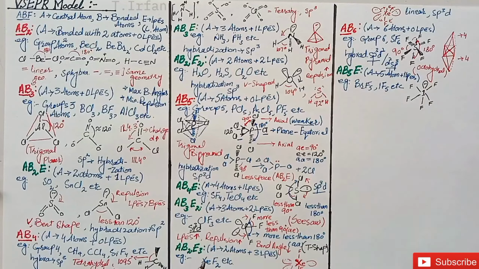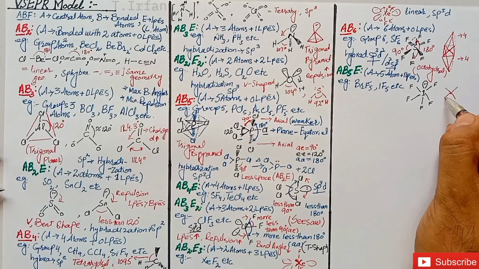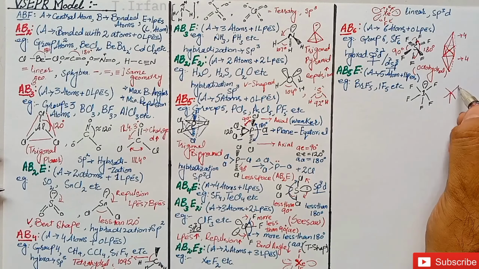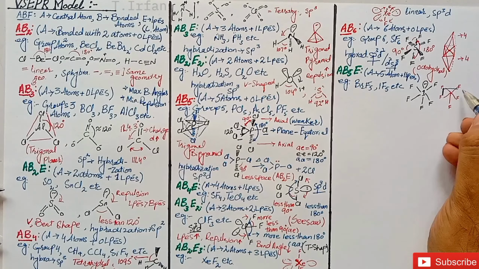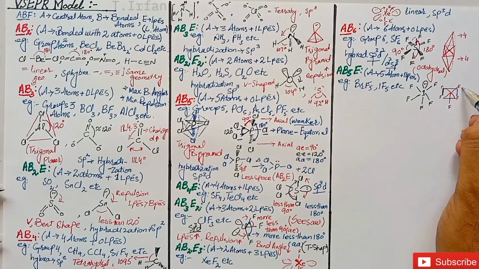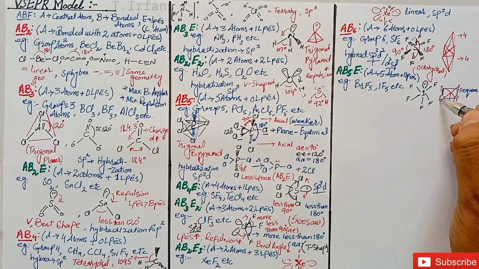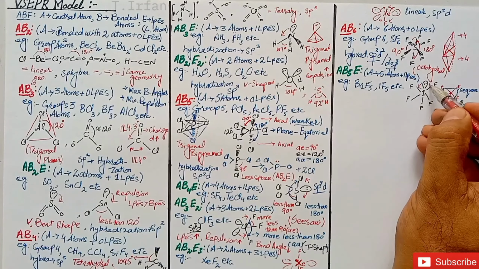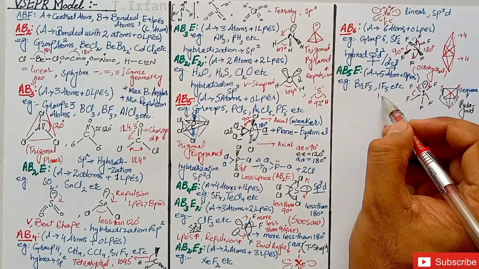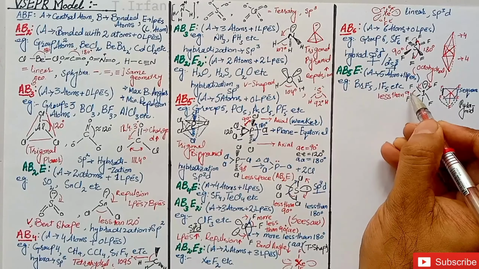The electronic geometry of this molecule is octahedral, and the geometry of this molecule is square pyramid. As this forms square shape or pyramid shape, so we say that the geometry of this molecule or this system is square pyramid. Here, one lone pair electron causes repulsion, so the bond angle becomes less than 90 degree. And the central atom has sp3d2 hybridization.